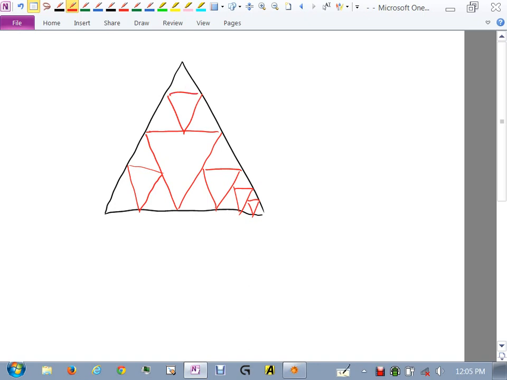Okay, so what I'm doing is I'm starting with the triangle in the middle, and then I'm making another triangle, and then from there I'm making another triangle, and I'm making another triangle, and then keep doing that forever. What's the total area of all of these triangles?